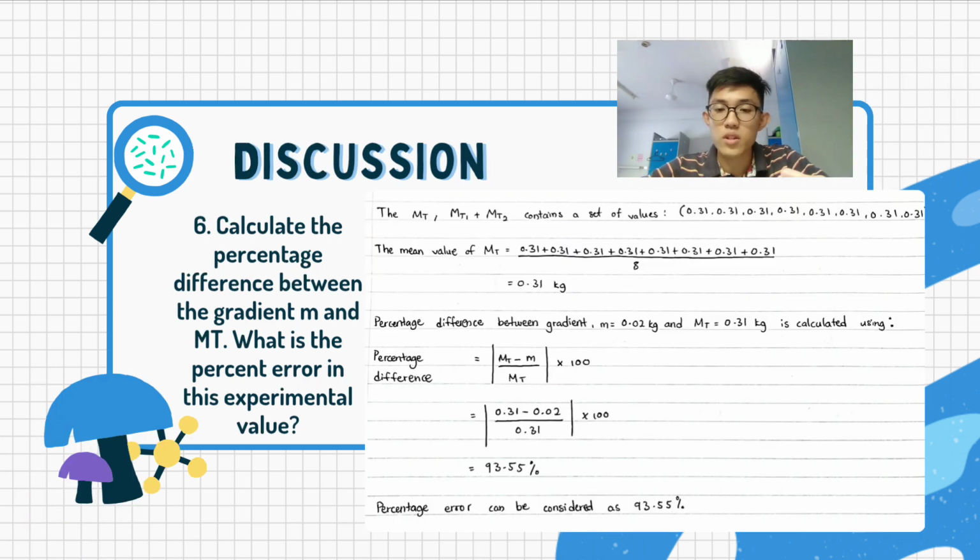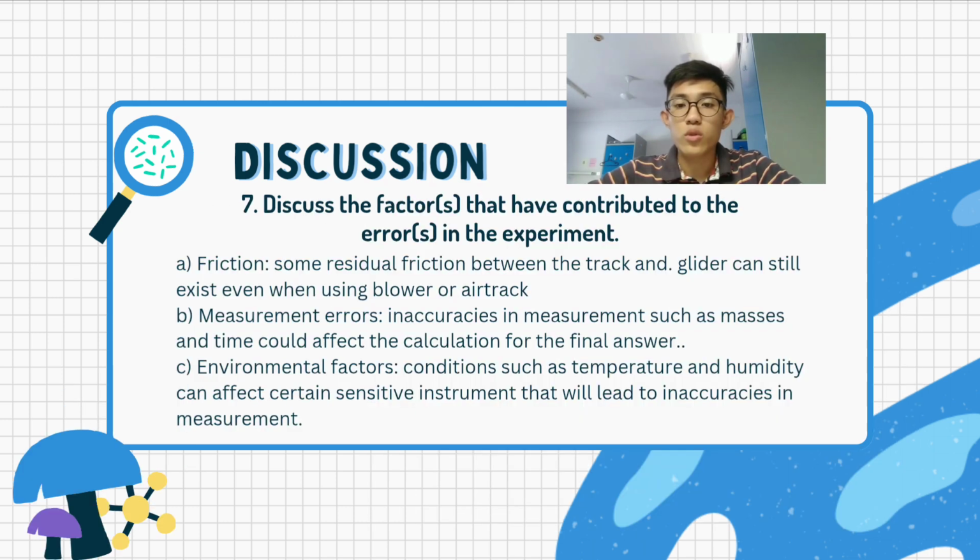For the discussion of this experiment, we need to calculate the percentage difference between the gradient m and total mass mt, and to identify the percentage error in this experimental value. Based on our calculation, the percentage difference that we got is 93.55%, and this value can be considered as a large percentage. We also need to discuss the factors that can contribute to errors.